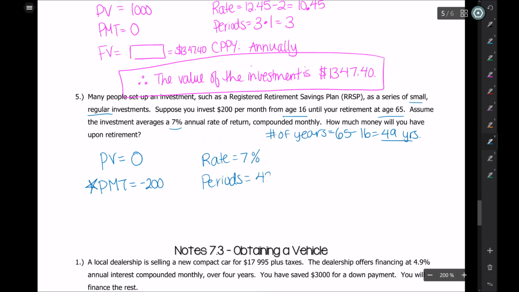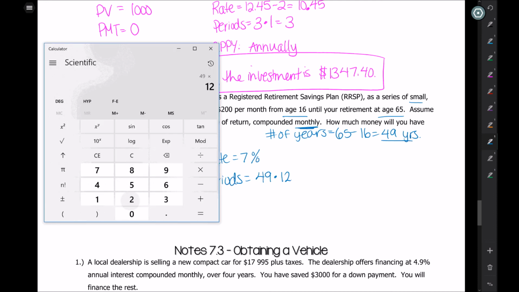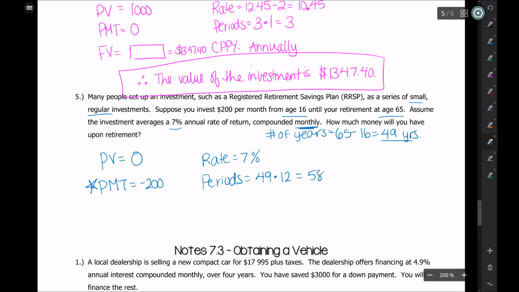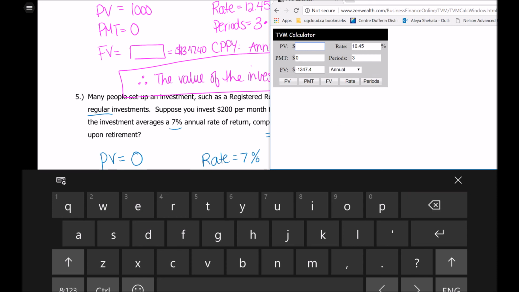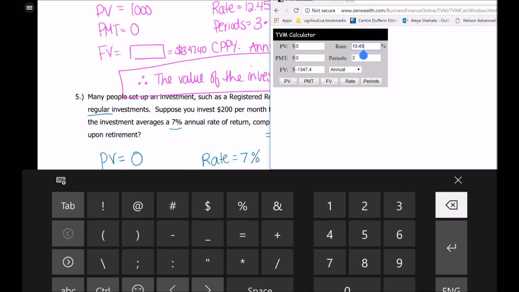The number of periods, we know there are 49 years, and it's being done monthly right here. So we know it's 49 times 12. So I'm going to calculate 49 times 12, and I end up getting 588 periods. Okay, our future value is what's unknown, and then we know our CPPY is going to be monthly. Okay, so let's go ahead and type in that information. So here, this is an example where your PMT is no longer 0. So our rate right here is 7%. We are putting in $200, so we're going to say negative 200. We said our number of periods is 588, and we want to find our future value.